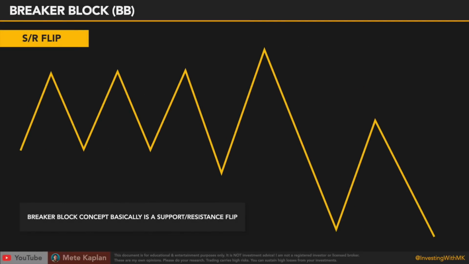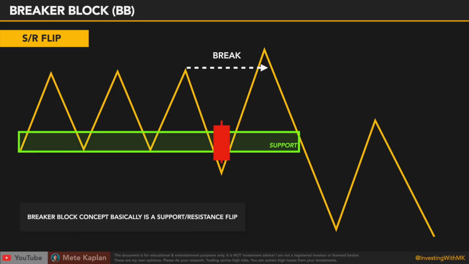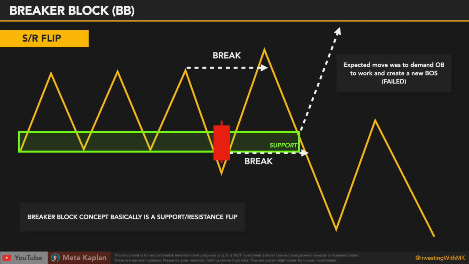The concept of a breaker block is actually quite similar to SR flips, which are support resistance flips. So basically demand becomes new supply or supply becomes new demand. Unlike SR flip lines, we actually consider a large zone and area. It makes it much easier for us to go down to low time frames for finding great entries.